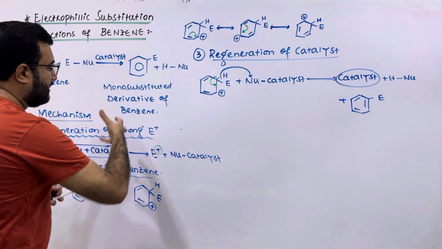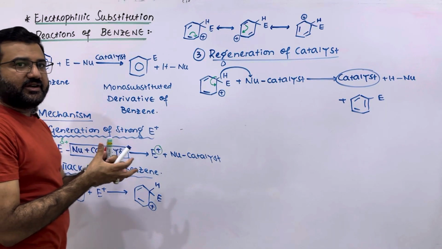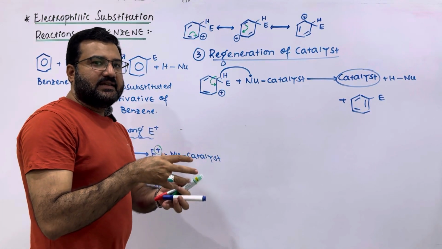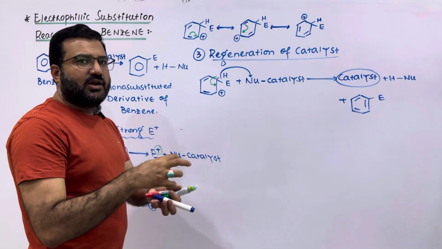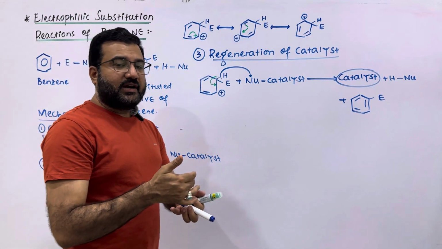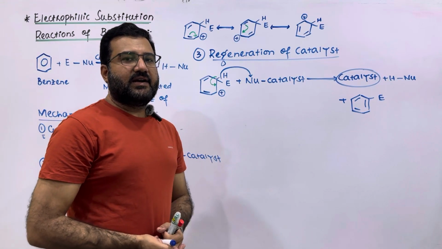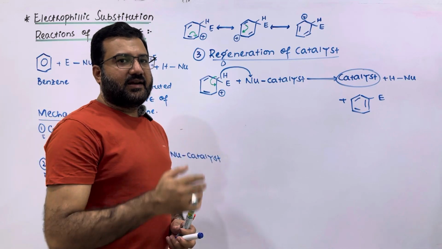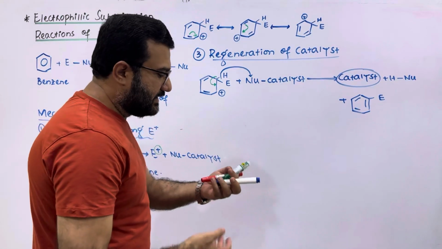So it was the general mechanism in which, first of all, a stronger electrophile is generated with the help of the catalyst. Then this stronger electrophile attacks the benzene ring to form the carbonium ion or carbocation. That carbocation is resonance stabilized, and finally the nucleophile takes the hydrogen of the benzene ring, and the catalyst is regenerated and mono-substituted derivative of the benzene is created.